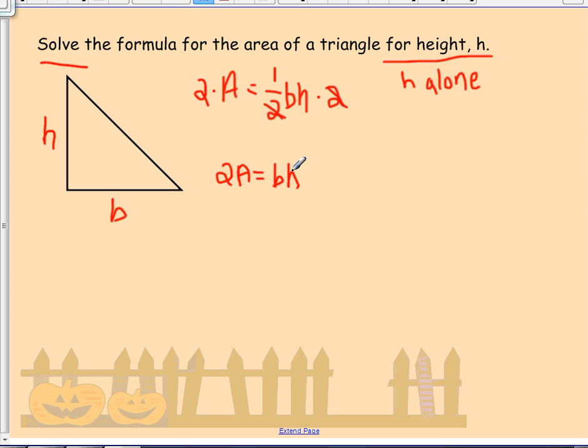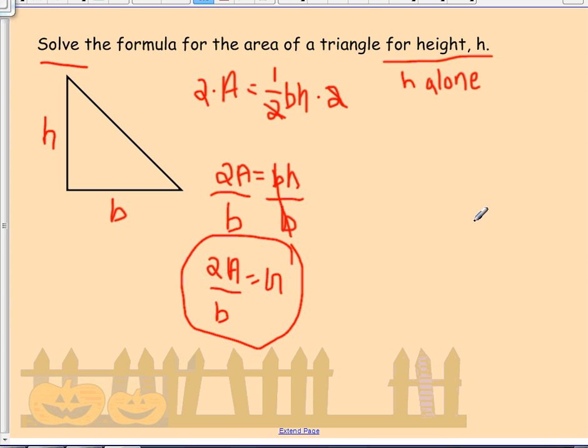Now I want to get h alone, so I'm going to divide bh by b, divide by b, so these two cancel out, and I'm left with h equals 2a over b. Now if we were given the area of a triangle and the base of the triangle, and they asked us to give the height, we would be able to easily solve for that using this new equation. It's all about moving things around to get it equal to what you want it to be.